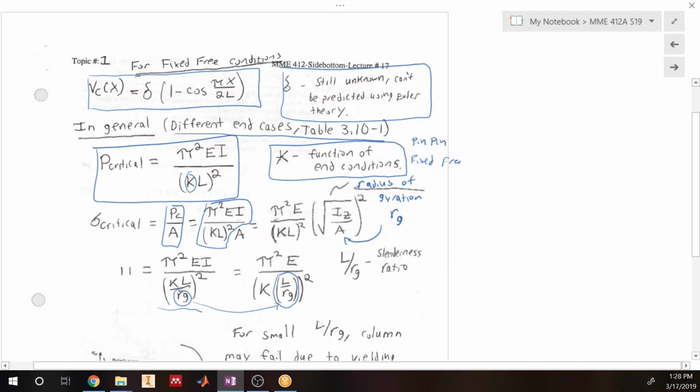we can develop this other parameter, which a lot of times we'll call the slenderness ratio. So basically, how long is the column relative to the cross-sectional area and moment of inertia, essentially, is what that slenderness ratio is. So you can think of this as normalized column length.